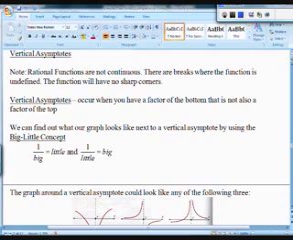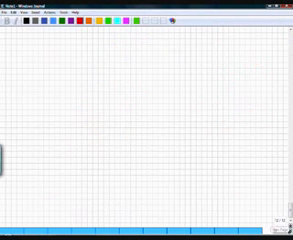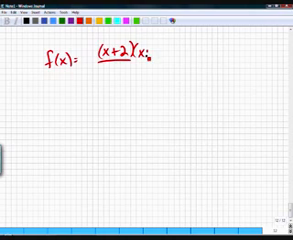The function will have no sharp corners, though. Vertical asymptotes. And again, hopefully you remember this from Algebra 2. Vertical asymptotes, and vertical means up and down. Vertical asymptotes occur when you have a factor of the bottom that is not also a factor of the top. What I mean by that, if you have f of x equals (x plus 2)(x plus 3) over (x plus 2)(x plus 1).